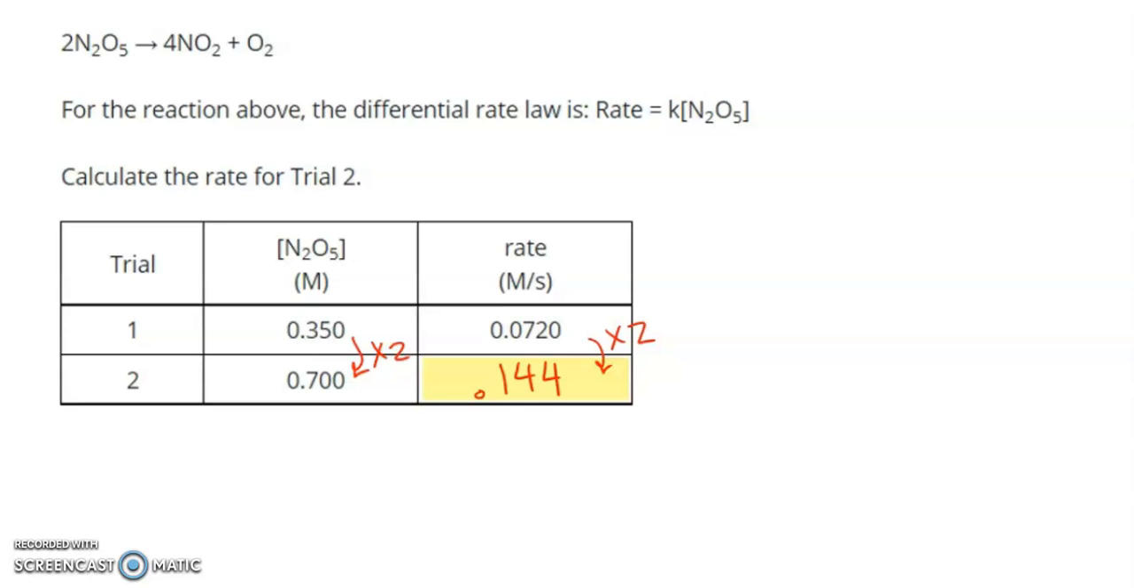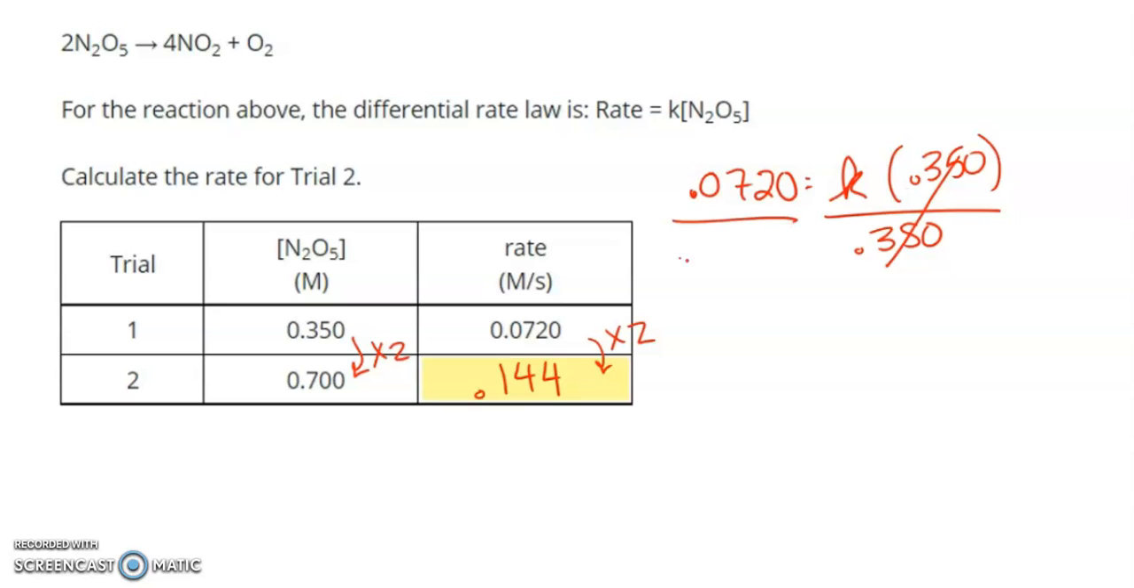There's another way to do this though, and that's to solve for k using the data from trial 1, and then use k to solve for rate in the second trial. So I'm going to use the first trial, use the rate: 0.0720 equals k times 0.35, divide by 0.35, and that gives me that k is equal to 0.2057. And the unit on that is inverse second.